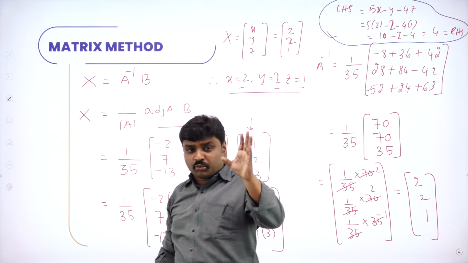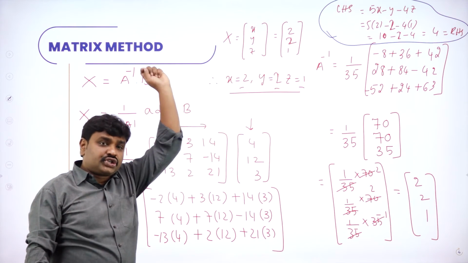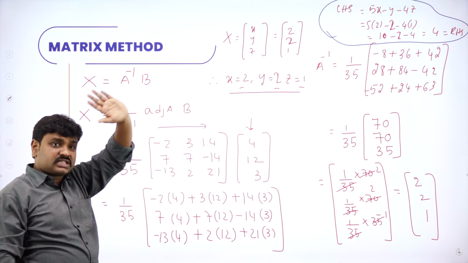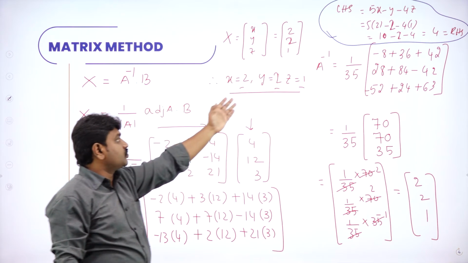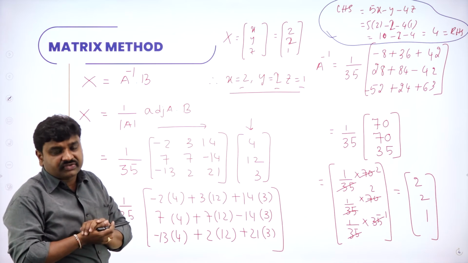After you get x, y, z values, put them in the LHS of any one of the 3 equations. It should give the RHS. If you're not getting the RHS, somewhere you have made a mistake. That's the meaning. So now we got x, y, z. So this is the matrix method of solving the problem.